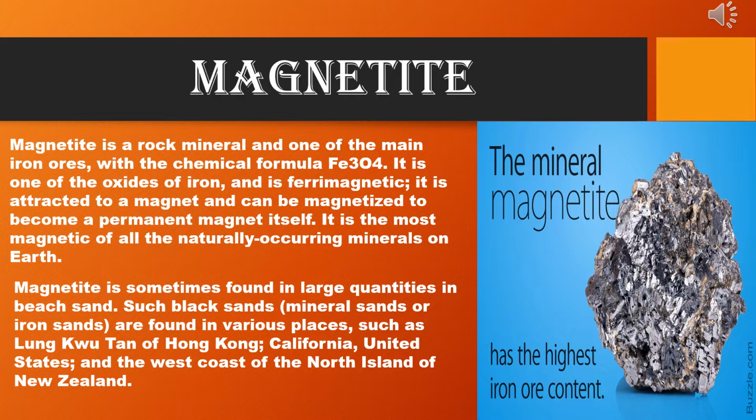Magnetite is sometimes found in large quantities in beach sand. Such black sands, mineral sands or iron sands are found in various places such as Lung Kwu Tan of Hong Kong, California, United States and the west coast of the North Island of New Zealand. So here I have shown you one magnetite diagram. Magnetite is a mineral obviously. Magnetite has the highest iron ore content.